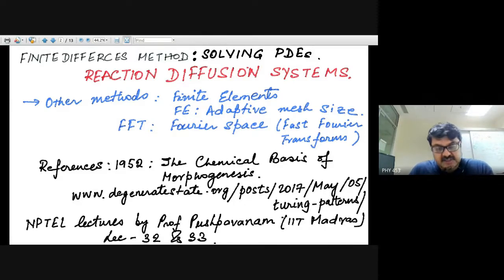Other points where I have taken reference from is this site, www.degeneratestate.org, and so on and so forth. And some of the background physics, which we will not be discussing because we are more interested in the technique, but the background analysis of the partial differential equations of reaction diffusion systems, which when they become unstable and become pattern forming, if you like, variation of density in space and time.